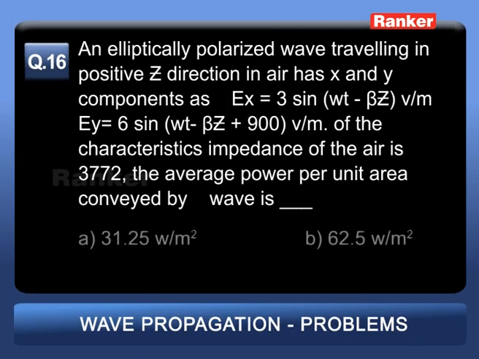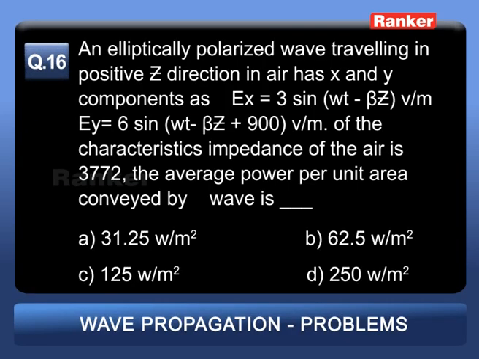An elliptically polarized wave traveling in the positive z direction in air has x and y components as Ex = 3 sin(omega t minus beta z) volt per meter, Ey = 6 sin(omega t minus beta z plus 90 degrees) volt per meter. If the characteristic impedance of the air is 360 ohms, the average power per unit area conveyed by the wave is. Options are given like this.